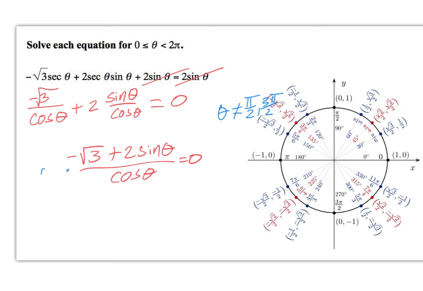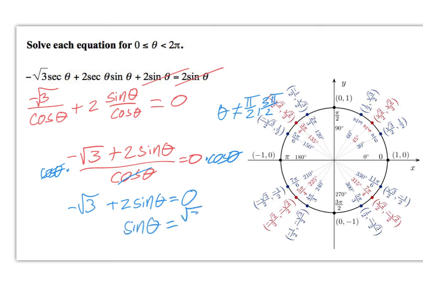But if I multiply both sides by cosine of theta, we end up getting rid of that from the bottom and getting negative root 3 plus 2 sine theta is equal to 0. Getting sine theta by itself, we end up getting the square root of 3 over 2. This happens at two places when y is square root of 3 over 2. That tells us that theta is pi over 3 and 2 pi over 3. Again, I'd like us to notice that these are not the values we got for things that we couldn't use, so we're okay.